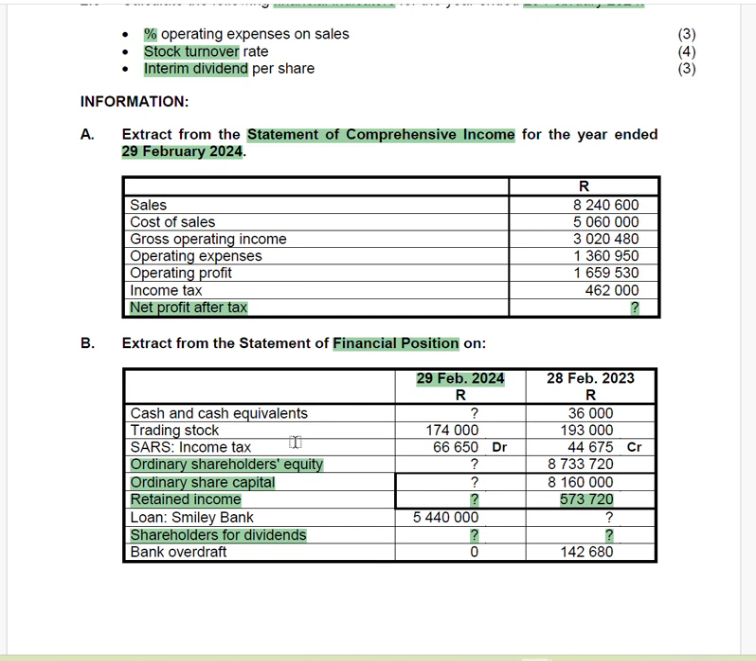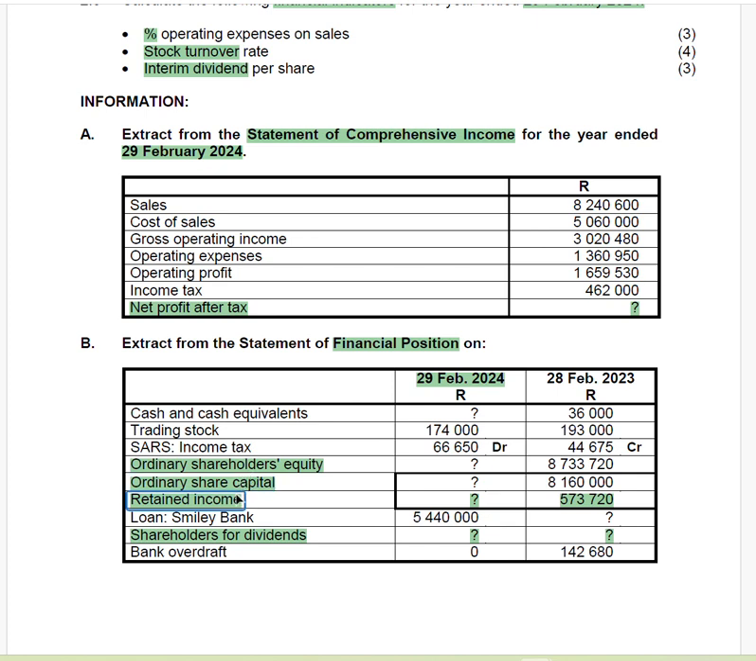We are provided cash and cash equivalents. You basically do not need cash and cash equivalents for calculating the retained income. Trading stock, you also don't need that information. The sales information you do not need. Ordinary shareholders' equity, you also do not need for the purpose of calculating the retained income note. You need it for the statement of comprehensive income, but not for the retained income note. And ordinary share capital, you also do not need for calculating retained income.